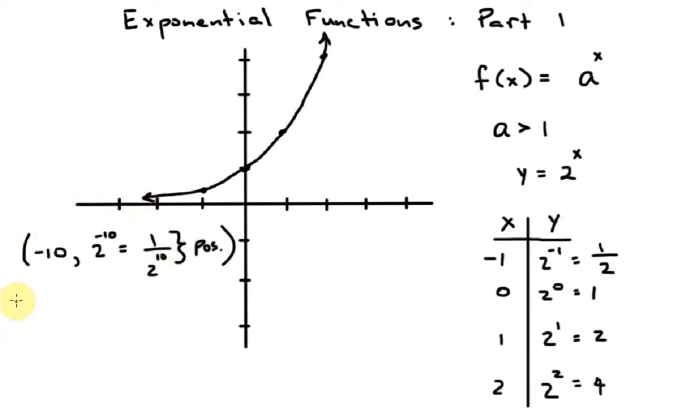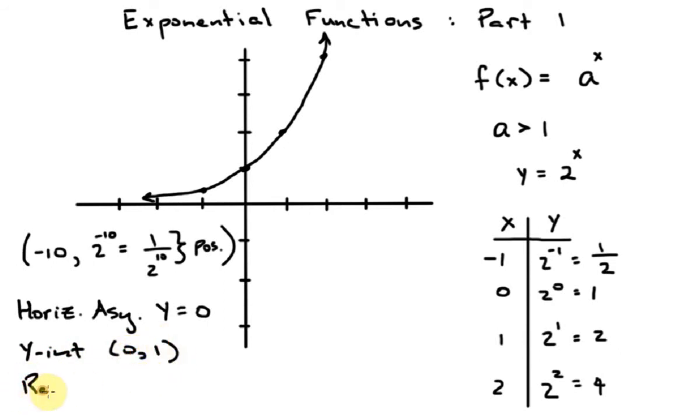So we have here, just to list some of the characteristics, a horizontal asymptote, and that asymptote is the x-axis, or y equals 0. Other key features, we have a y-intercept at 0, 1. And the range of this particular graph is y values are always greater than 0. Okay? They're always above your x-axis.